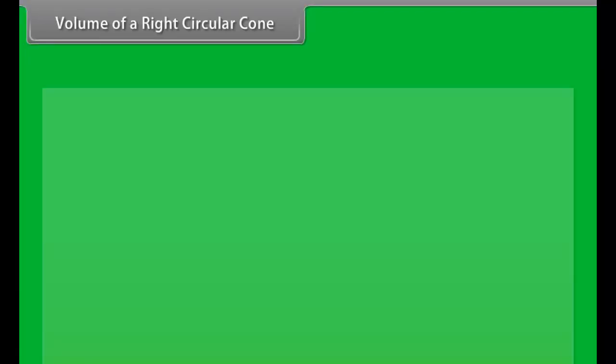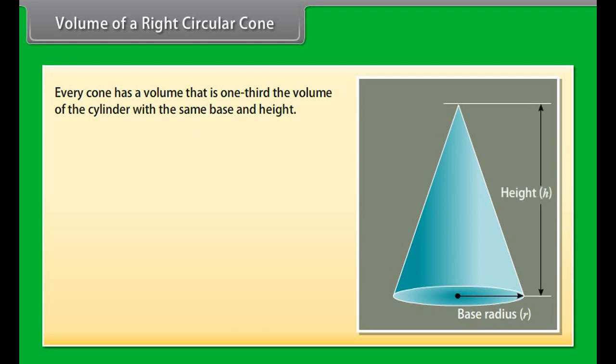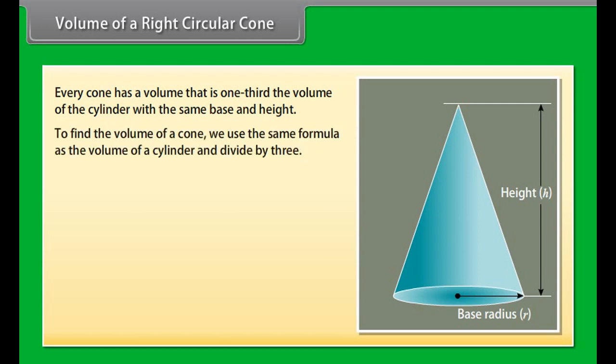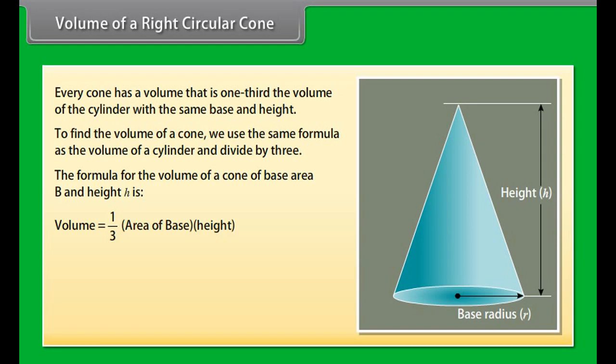Example of volume of a cylinder. If the capacity of a cylindrical tank is 1848 m³ and the diameter of its base is 14 m, find the depth of the tank. Let the depth of the tank be h meters. Then we have volume V equals pi r² h, or h equals V upon pi r², which implies that h is equal to 12 meters. Hence, the depth of the tank is 12 meters.